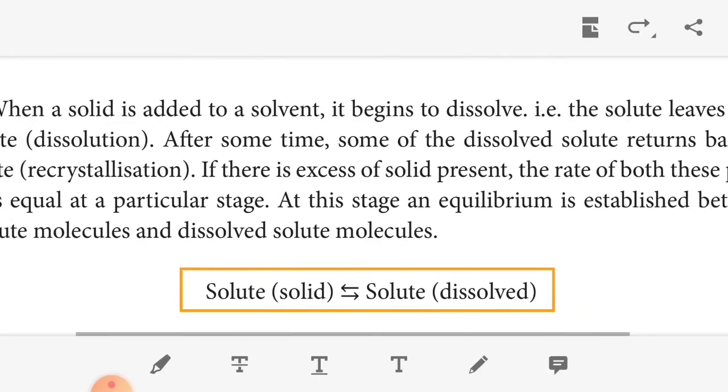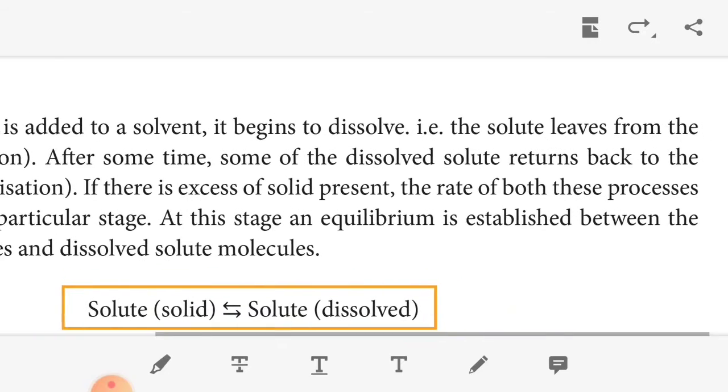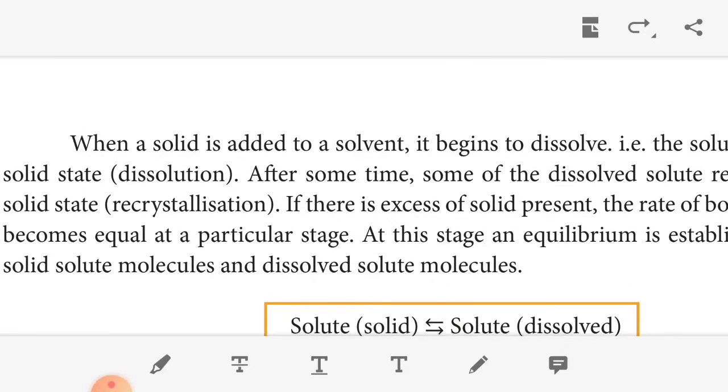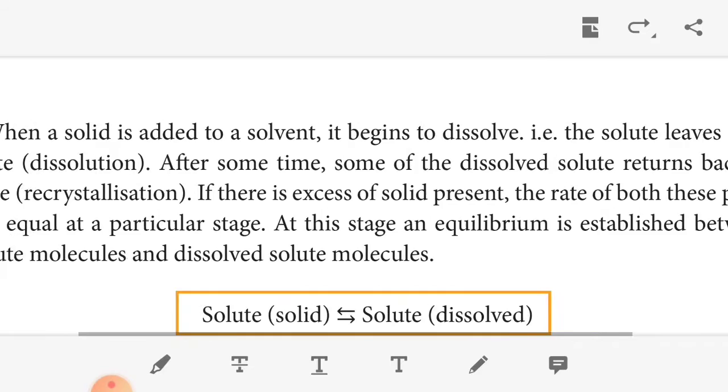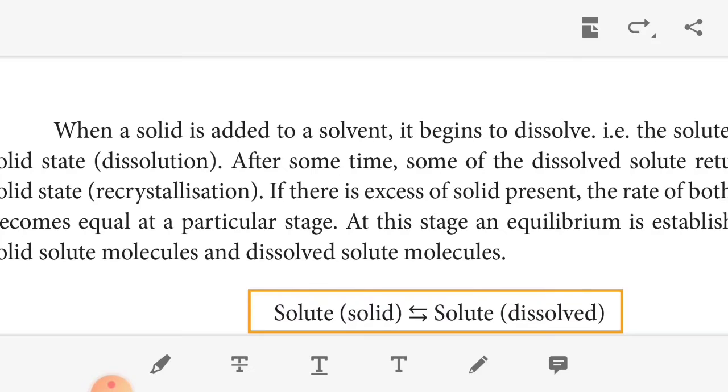Okay, when a solid is added to a solvent, it begins to dissolve. That is, the solute leaves the solid state; it is a dissolution. After some time, some of the dissolved solute returns back to the solid state. When the dissolved solute goes back to the solid state, that is recrystallization. We call it recrystallization.